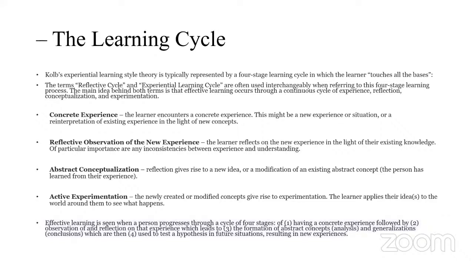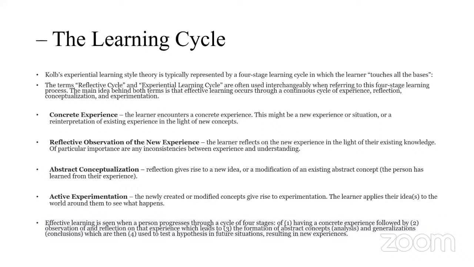The next one is reflective observation of the new experience. Whatever new experiences, whatever concrete experiences a learner comes across, the learner has to reflect on all those new and concrete experiences. And while doing that, they have to take into consideration their existing knowledge. And there should not be any inconsistency between experience and understanding. So if there is any inconsistency between what a person has experienced and what a person is understanding, then the learning process would get affected adversely. Okay.